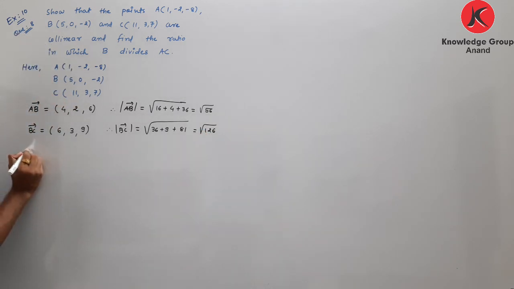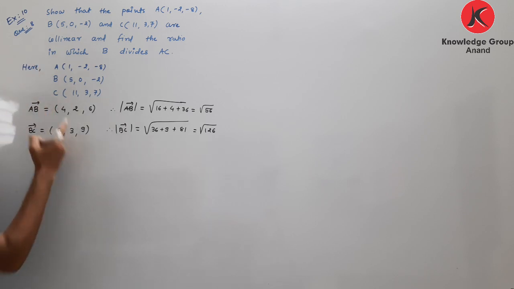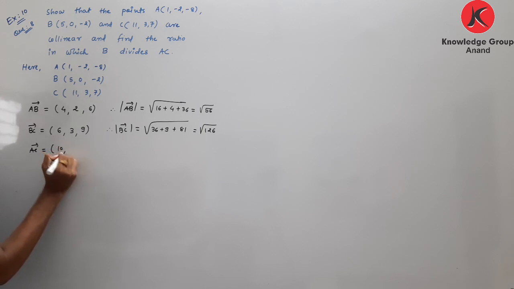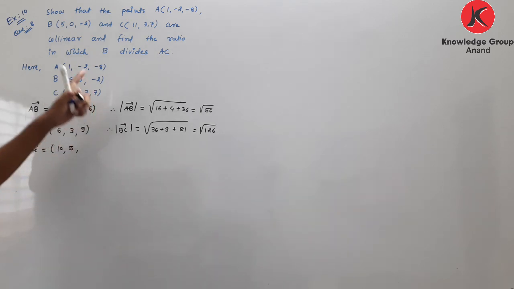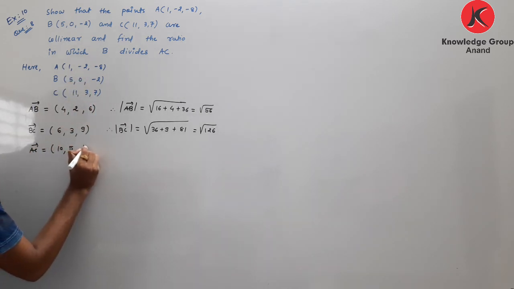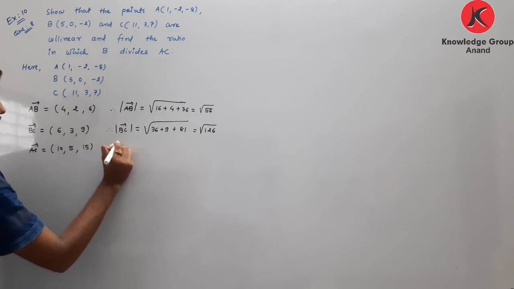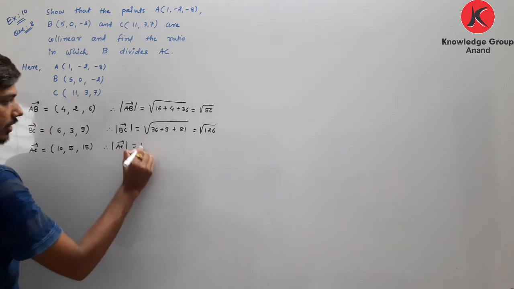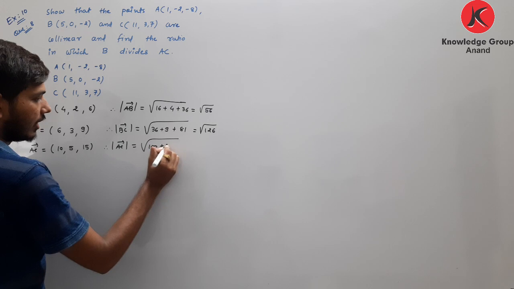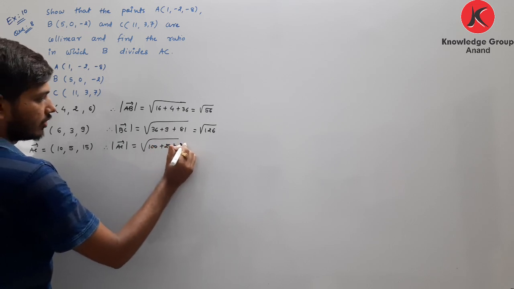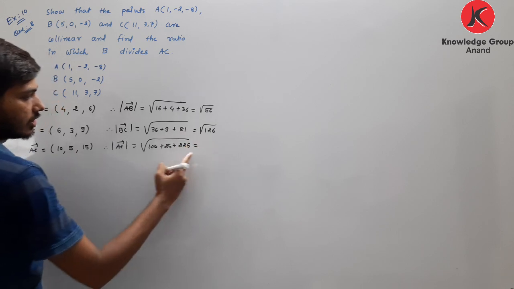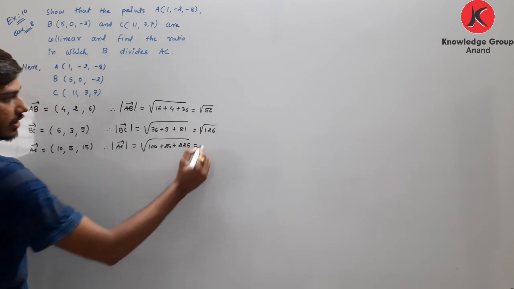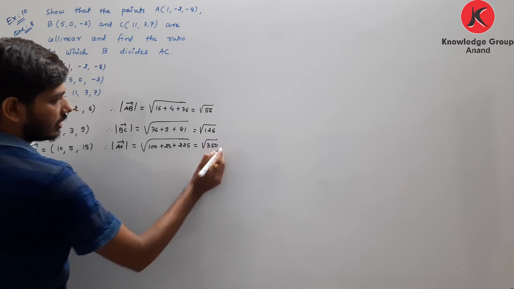And the vector AC equals C minus A, which is 11 minus 1 is 10, 3 minus minus 2 plus 2 means 5, and 7 plus 8 is 15. Now the magnitude of vector AC equals under root of 100 plus 25 plus 15 square 225, which is 250 plus 100, under root 350 here.